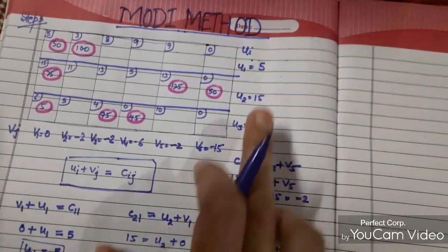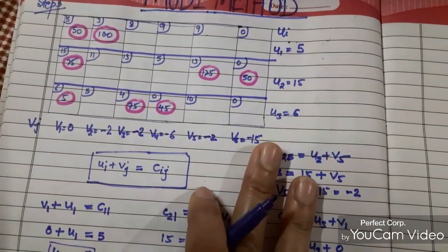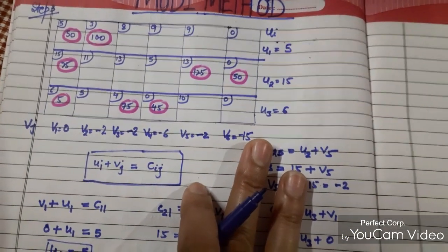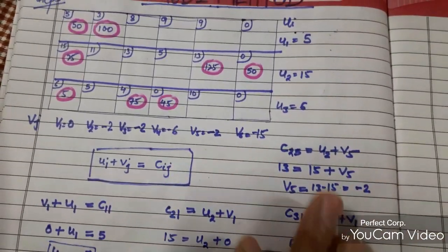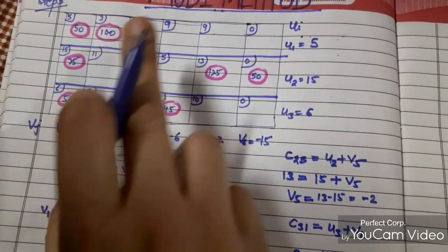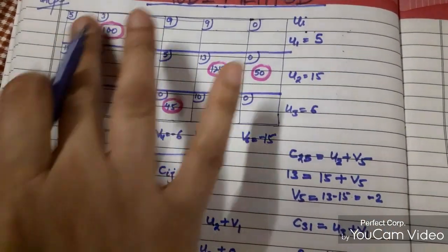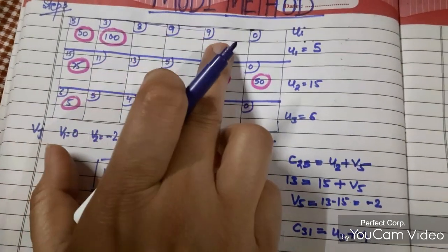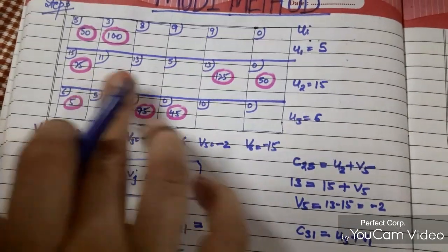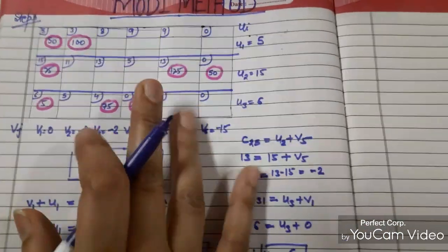Now as we have got all the values of ui and vj, let's start finding the dij's. With the help of ui and vj we will start finding dij's for which cells? For all the unoccupied cells, all those cells which are not having allocations, just like this cell, this cell, this, right? All those cells which are not having allocations, we will find dij's for all of them. Let's start finding it.